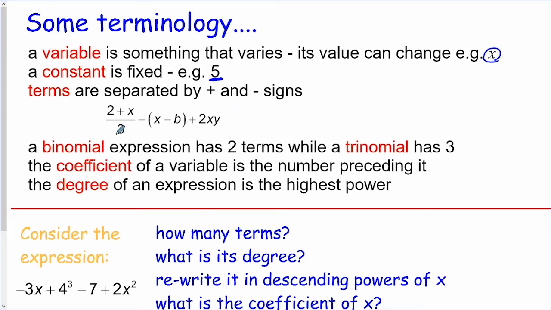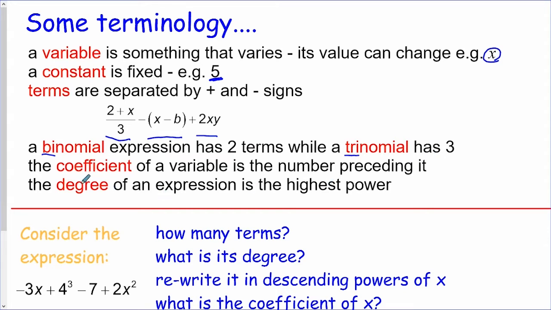So here we've got an expression. Now we don't count that as a separate term. We basically go along until we find either a plus or a minus sign. So that whole piece is one term. We don't count separately inside the bracket. That's the second term. And then the third term. So this expression has got 3 terms. A binomial expression has 2 terms. Bi, like as in bicycle, 2 wheels, while a trinomial, like a tripod, has 3 terms.